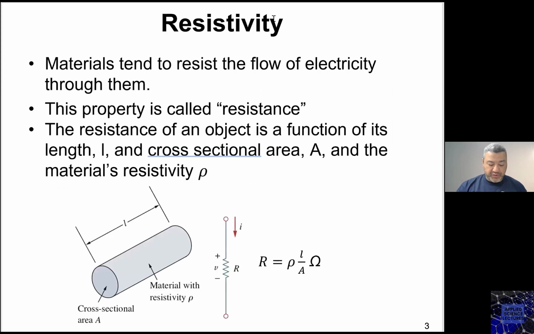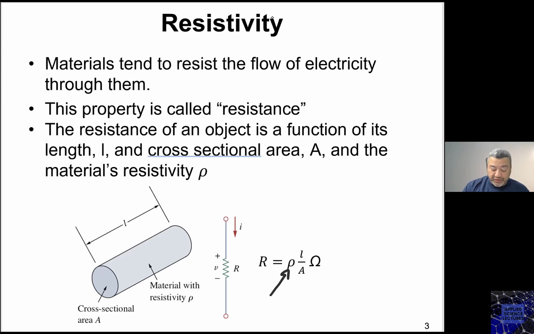So let's start first with the resistivity. Resistivity is a unique signature for every material. Every material has its own resistivity. The resistance is a function of the shape of that resistance that you are building. So, as I said, resistivity given by rho here is a unique signature for every material. Every material has its own resistivity.